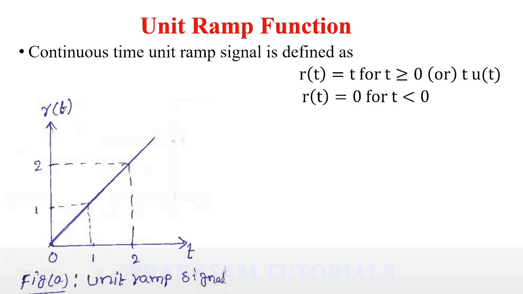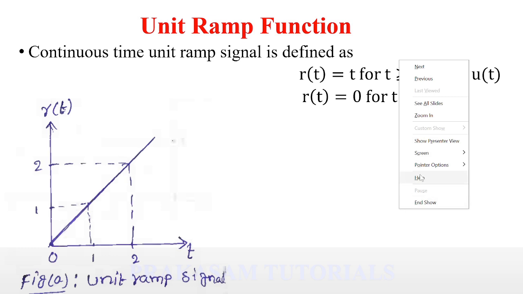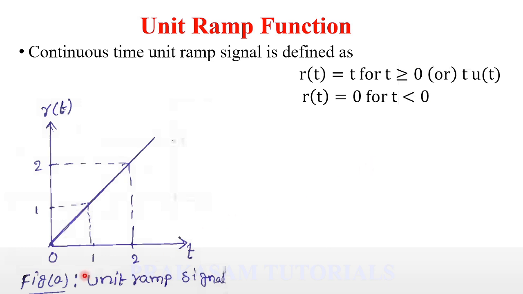A ramp function or ramp signal is a type of standard signal. There are different types of standard signals, and the ramp function is one of them. This ramp signal starts at the origin, at time t equal to 0, and increases linearly with time. The unit ramp function has a unit slope, so the slope of this ramp function is 1.